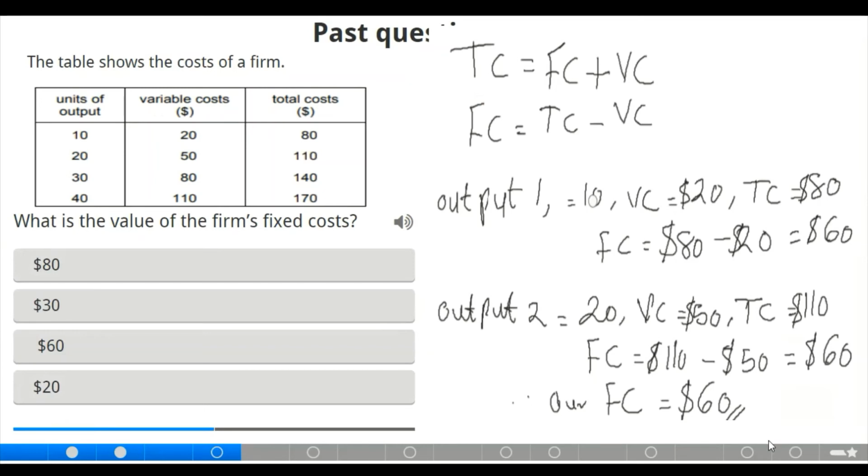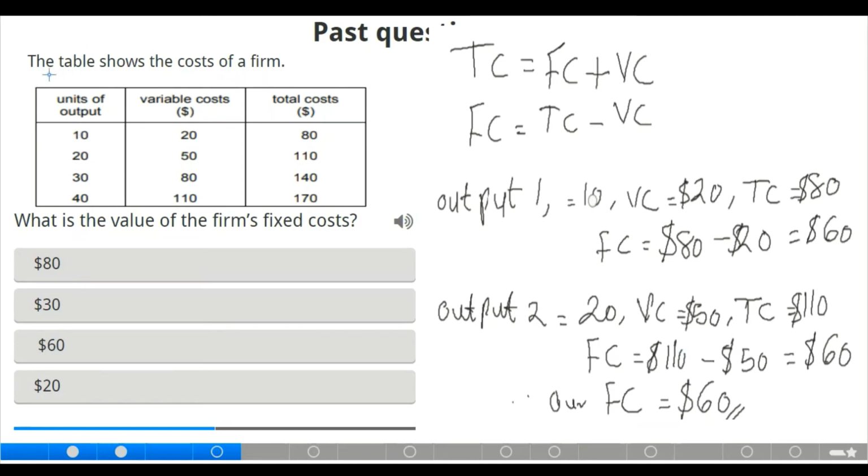We now have the calculation of our cost of production here. First, we have the table that shows the cost of a firm. We have the unit of output, the variable cost, the total cost, and we have the different levels of units. And now, what is the value of the firm's fixed cost? We are here to calculate the firm's fixed cost. As we know, our fixed costs are the expenses that do not change with the level of output. Now, let us check here.